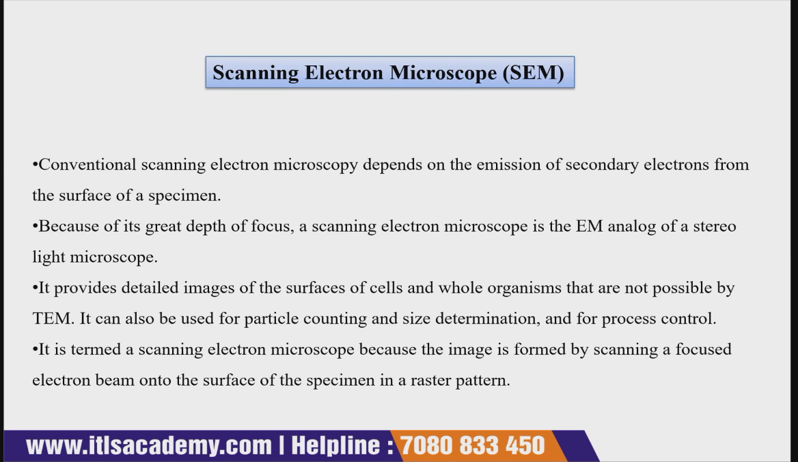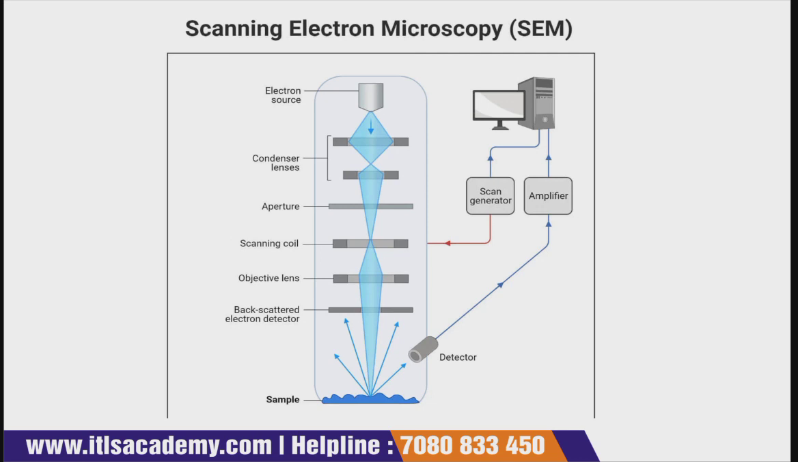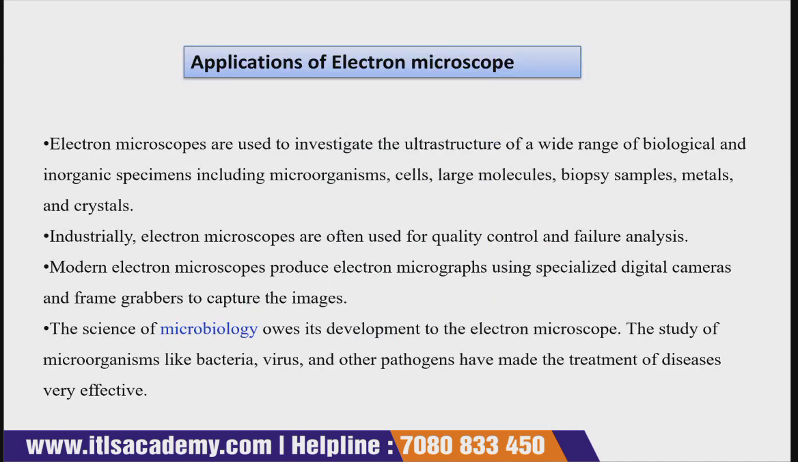Now let's quickly see the image of the scanning microscope. Again, somewhat it is the same. It has an electron source, condenser lenses, one aperture, a scanning coil, an objective lens, a backscattered electron detector, and at the end a sample. And it has a detector, a scan generator, and an amplifier. So that is the image of the scanning electron microscope.